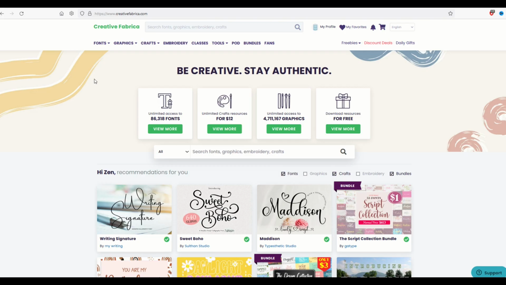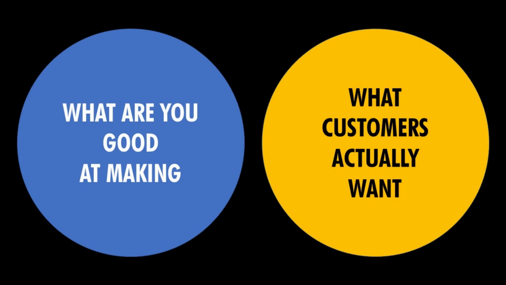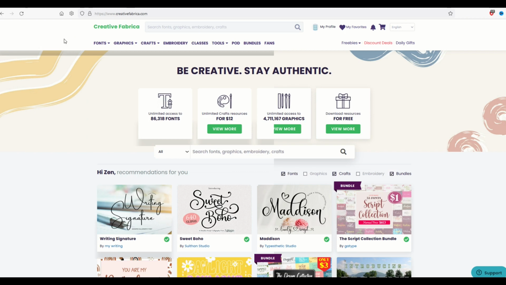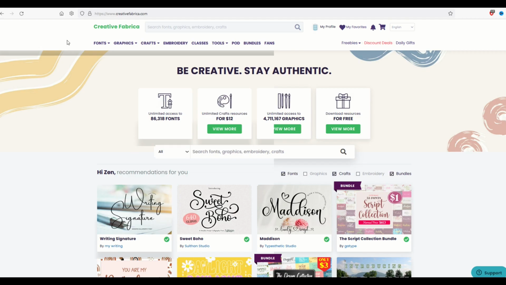Well, it's really a combination of two things. What are you good at making? So in other words, what's your ability? What opportunities are there on Creative Fabrica? So I don't know what your skill set is. So I'm going to talk about that second piece. What are the opportunities? So here's the best way to find some opportunities.